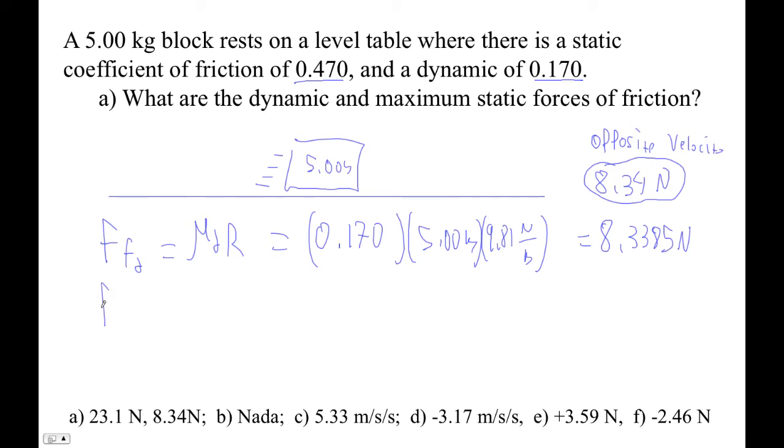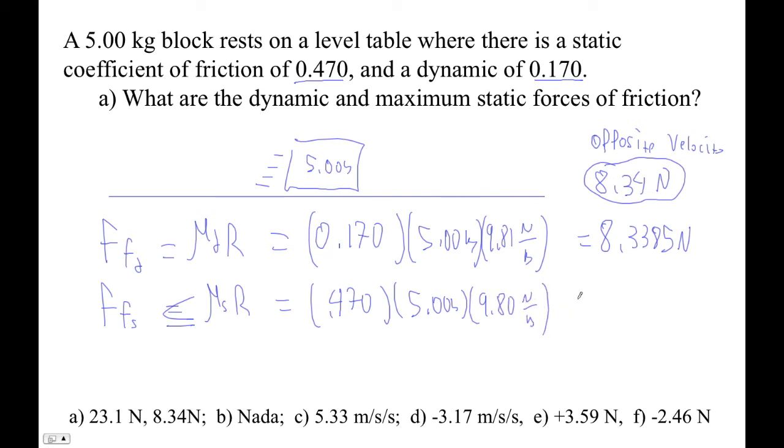Okay, so now let's figure out the force of friction static, and this will be the maximum, right? And this is less than or equal to mu static times R, right? So that's going to be 0.47 times 5 kilograms times 9.80 newtons per kilogram. All right, here we go. 0.47 times 5 times 9.81.